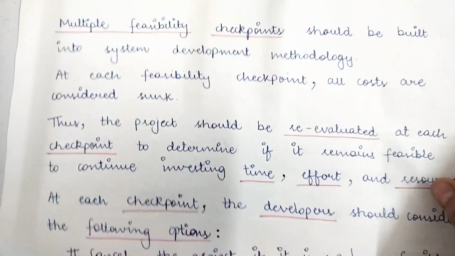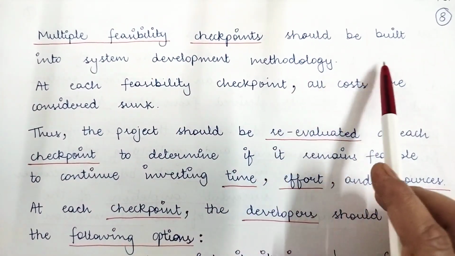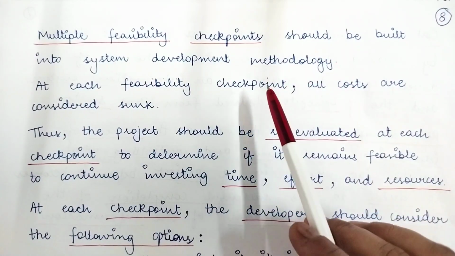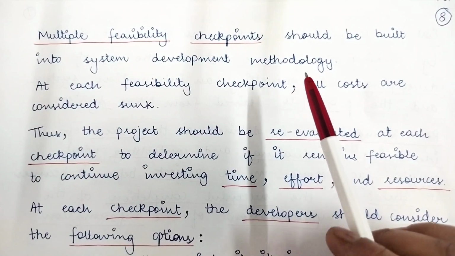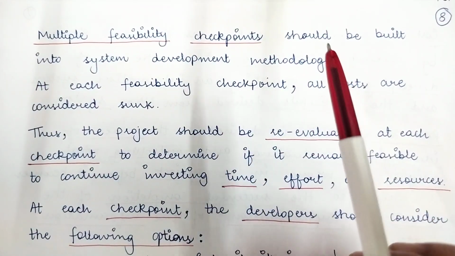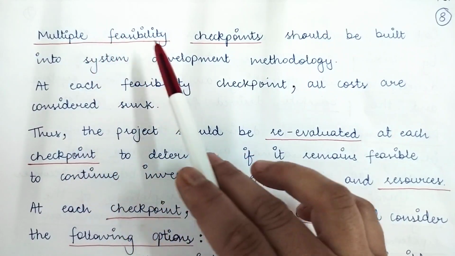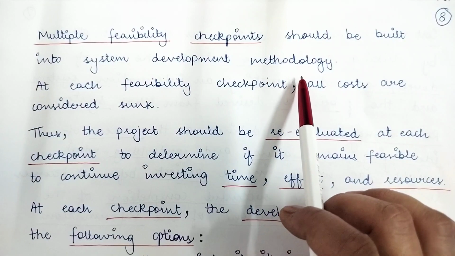Then another principle or another rule is that multiple feasibility checkpoints should be built into system development methodology. Whenever, as I said, every phase should have a checkpoint. The output of every phase should be tested. So this is what I mean by saying multiple feasibility checkpoints should be built into system development methodology.